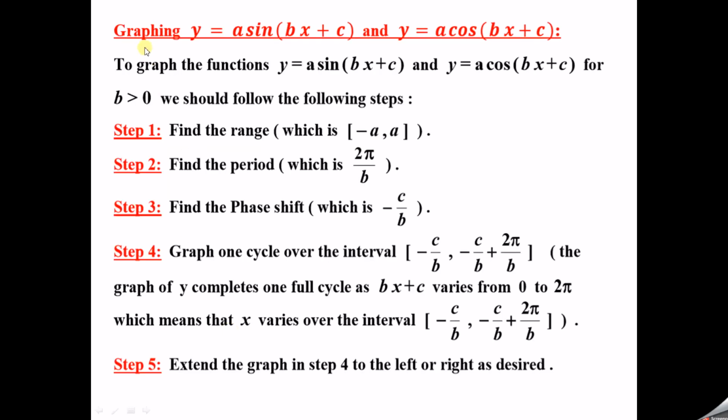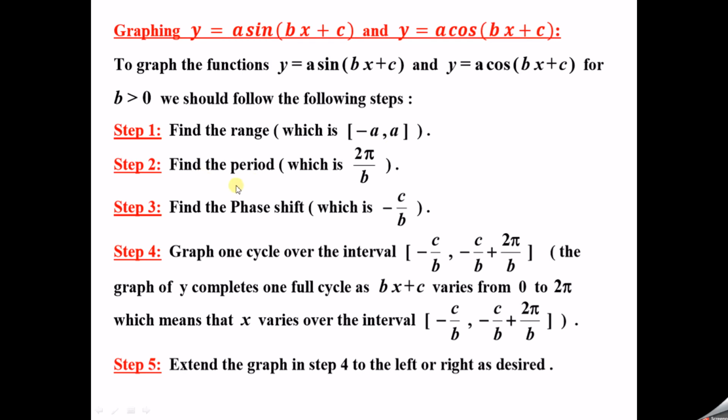So in general, for graphing y equal to a sin bx plus c or y equal to a cosine bx plus c, for both where b is positive, we have to follow these 5 steps. First we find the range. Range is between minus a and plus a, that is, it depends on the coefficient of sine or coefficient of cosine, this a. So from this a we find the range. Range is between minus a and plus a.